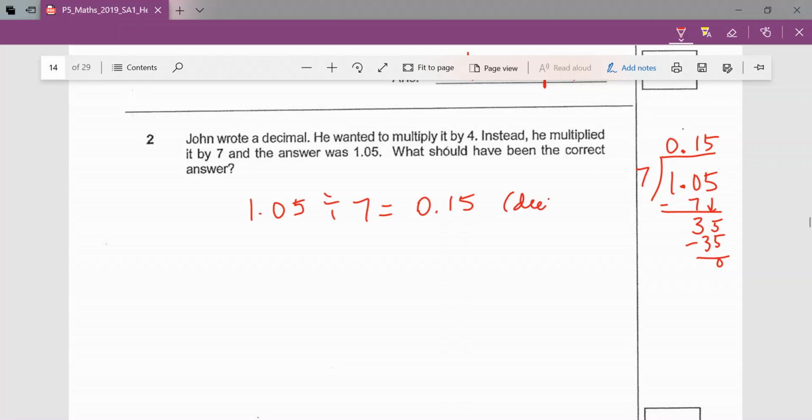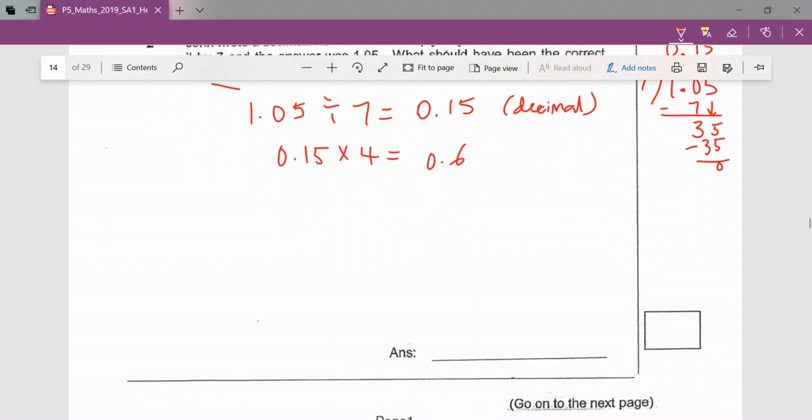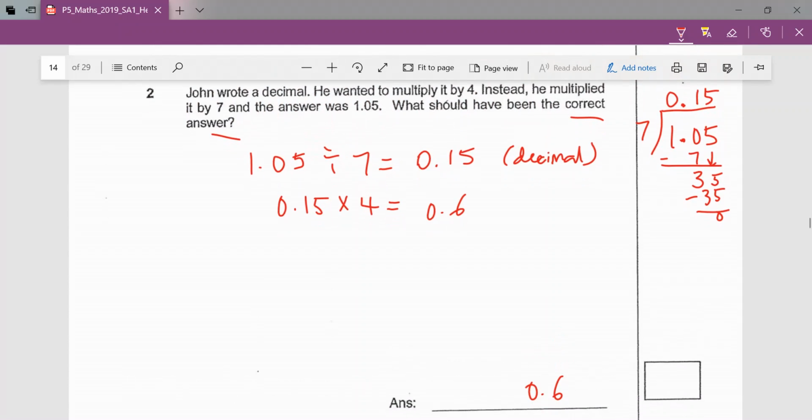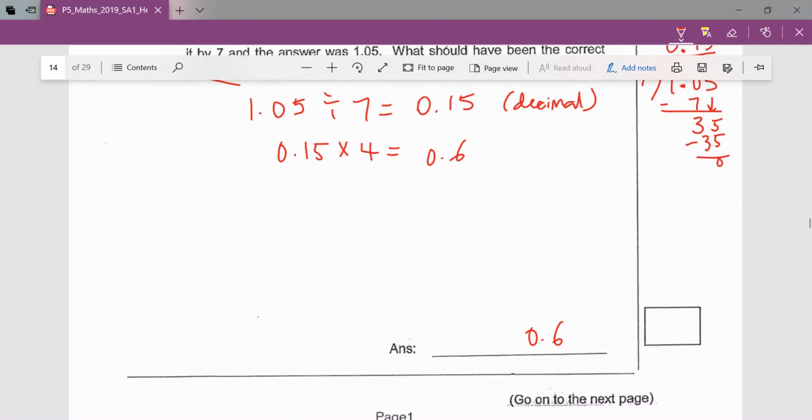Okay, so this is that decimal. And he wanted to multiply it by 4. So if I multiply it by 4 is 0.6. That should have been that answer. Okay, so the answer is 0.6. Alright, moving on to the next question.